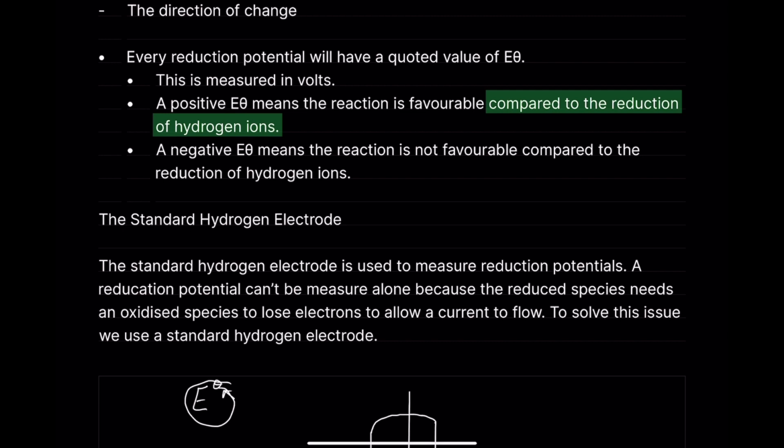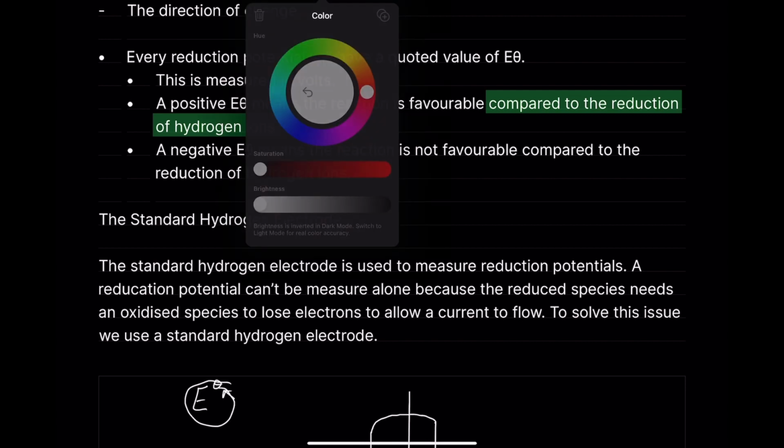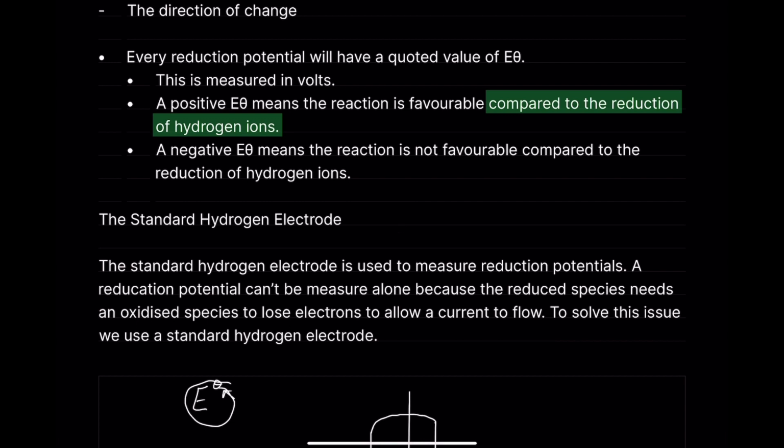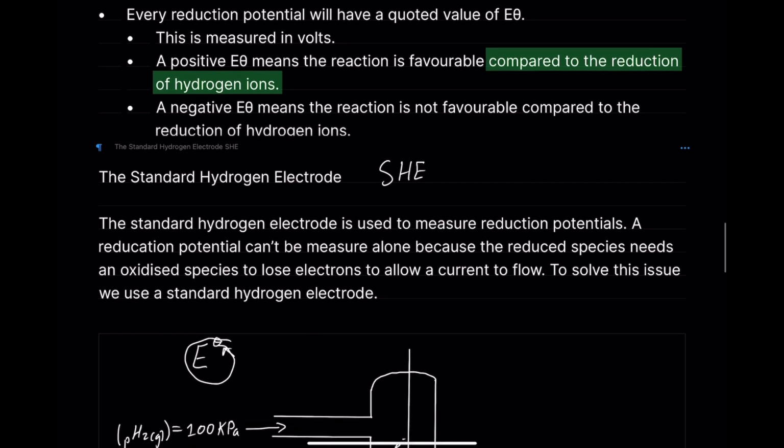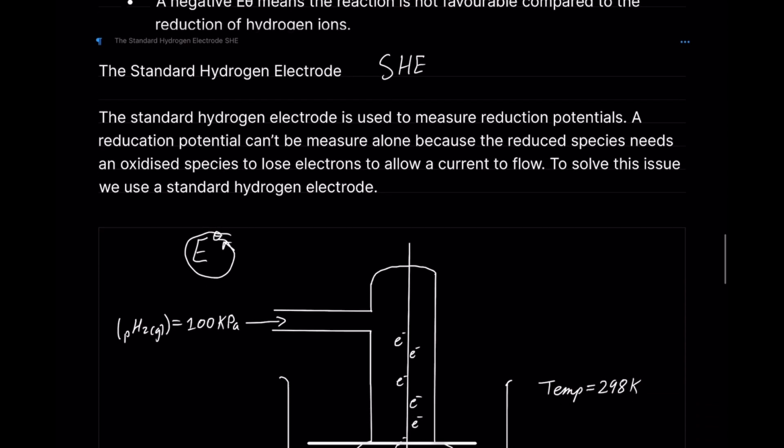So the way we're able to measure the standard electrode potential of hydrogen is by something called the standard hydrogen electrode. In your exam, it'll sometimes be represented like this. Not all the time, but sometimes you see that. That's all it means, so don't get worried about it. It's just called the standard hydrogen electrode.